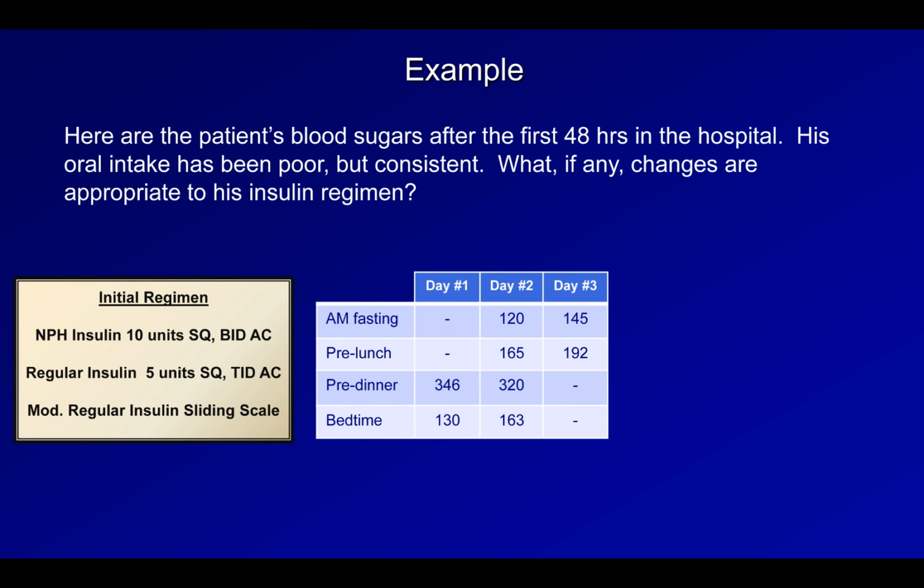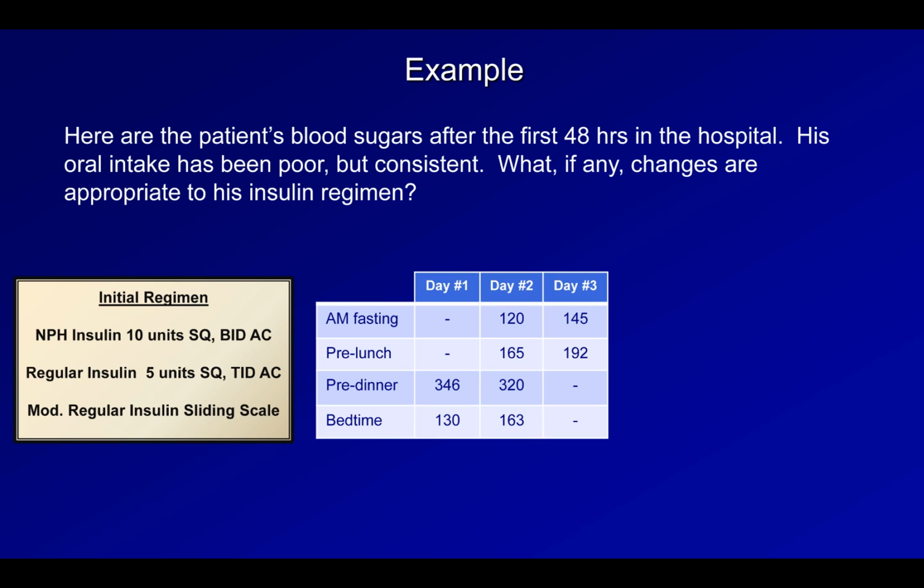Here are the patient's blood sugars after the first 48 hours in the hospital. His oral intake has been poor, but consistent. What, if any, changes are appropriate to his insulin regimen? You can see that all of the blood sugars are within goal, or close to goal, with the exception of 2 pre-dinner measurements, both of which are above 300.